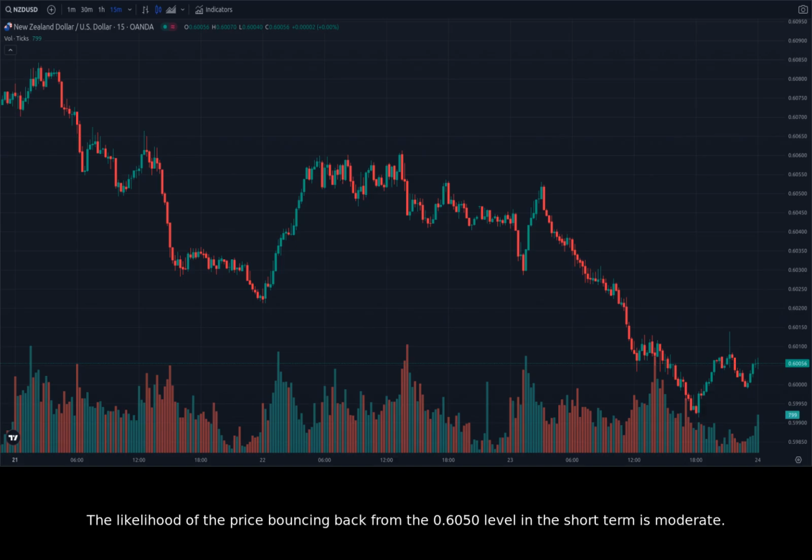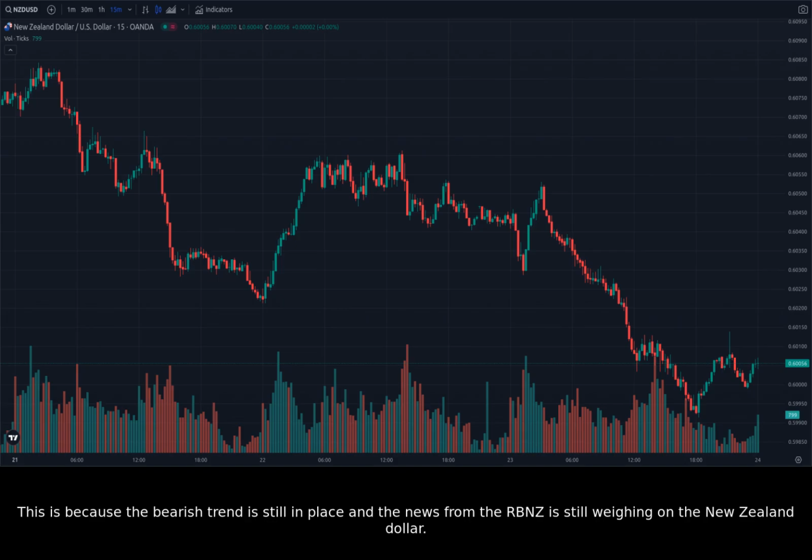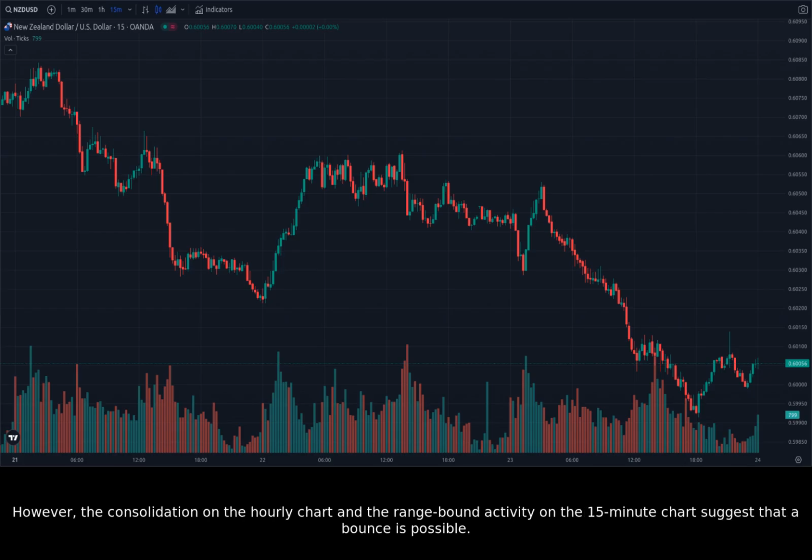The likelihood of the price bouncing back from the 0.6050 level in the short term is moderate. This is because the bearish trend is still in place and the news from the RBNZ is still weighing on the New Zealand dollar. However, the consolidation on the hourly chart and the range-bound activity on the 15-minute chart suggest that a bounce is possible.